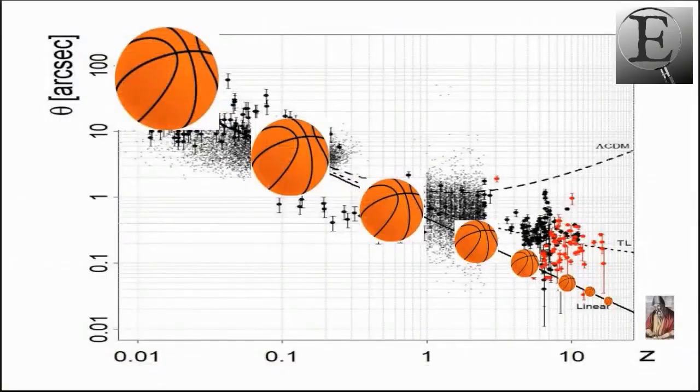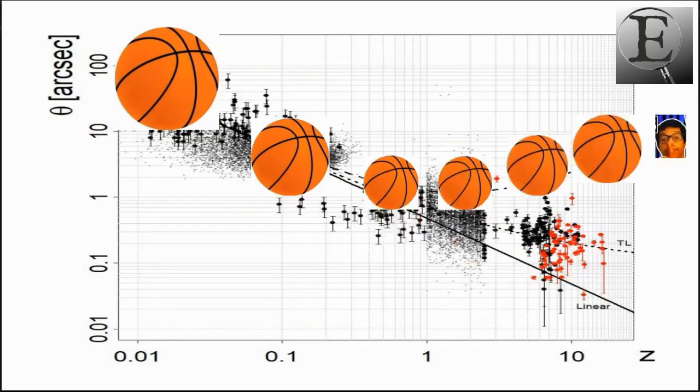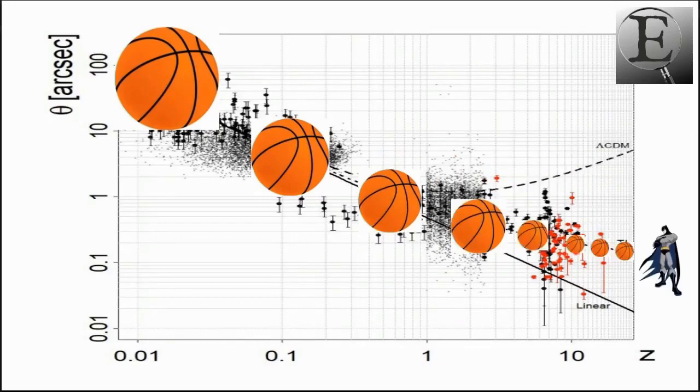The basketball in pure Euclidean space will, in this graphic, look somewhat like this, not to scale, of course. It'll look somewhat like this. It gets smaller as redshift increases. Whereas the basketball in the Big Bang expanding space model will look somewhat like this, not to scale either. And the basketball in the Euclidean space with a correction for a plasma effect will look somewhat like this.